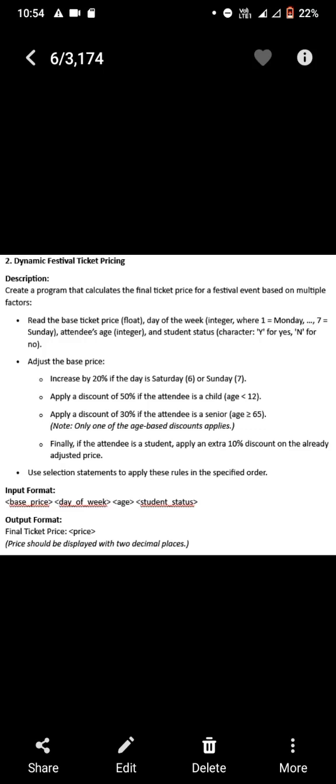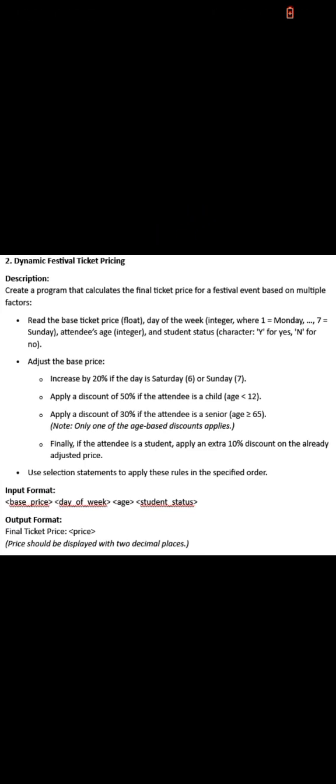Good day, everyone. Let's try to answer this kind of coding problem. So first, let's analyze and understand the direction. Create a program that calculates the final ticket price for a festival event based on multiple factors.